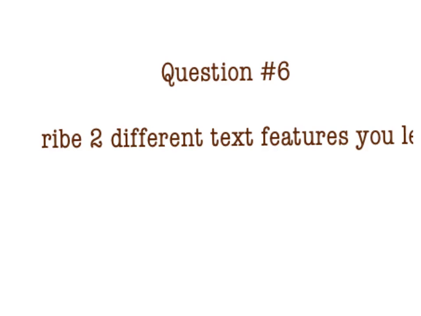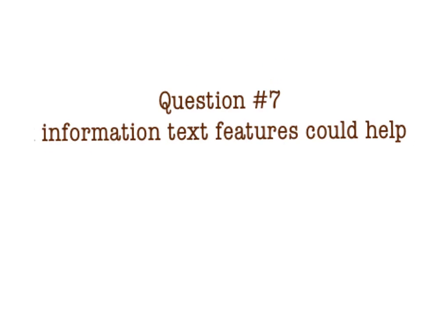And for question 6, would you please write down 2 different text features you learned today and tell me what they're like? Think about all the different things that we saw in information text that were different from just fiction or story text. And just list 2. Tell me what they're used for. For question 7, how do you think using information text features could help you be a better reader?